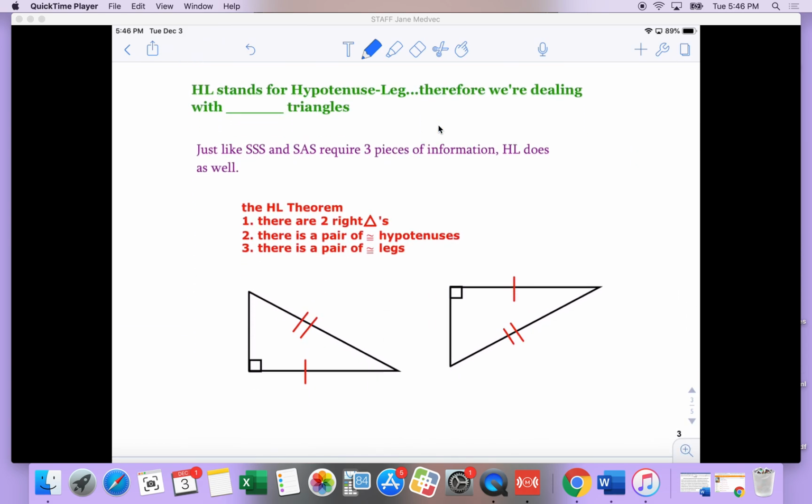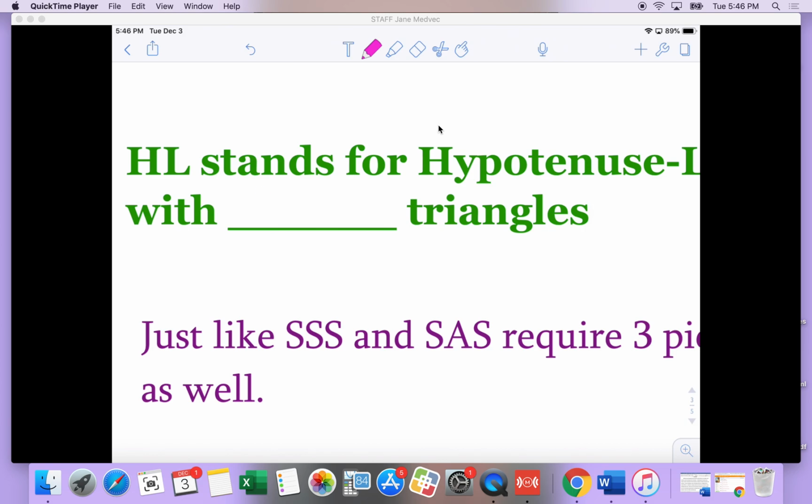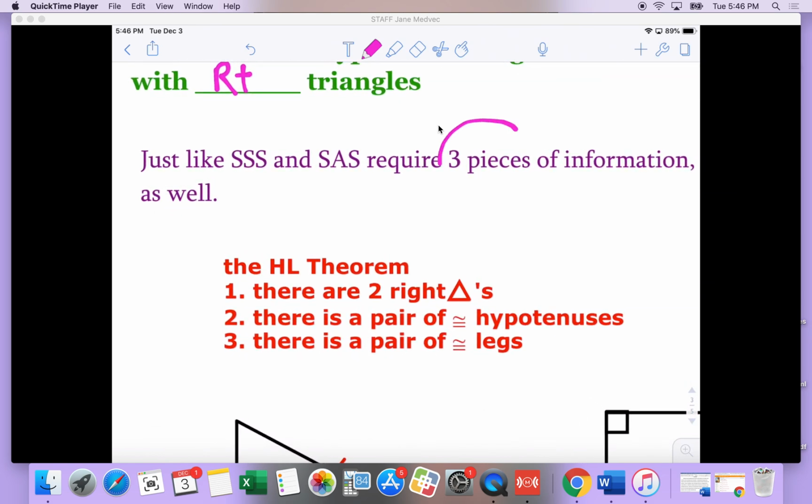All right, now we're going to move on to the third theorem or postulate. It's HL, and that stands for hypotenuse leg. So if I'm talking about a hypotenuse and a leg, I'm going to be working with right triangles, and that's really key. Now, just like side, side, side, and side, angle, side, there were 3 pieces of information. I had to have 3 sides, or I had to have a side, an angle, and a side.